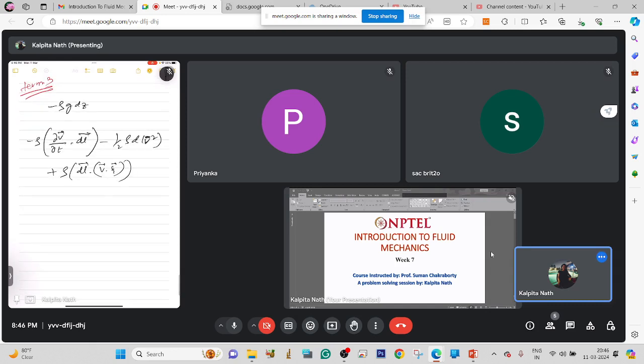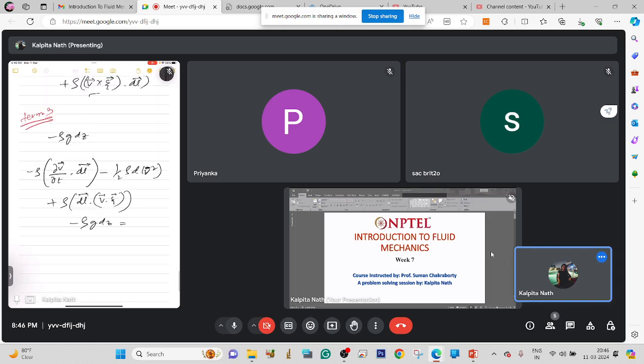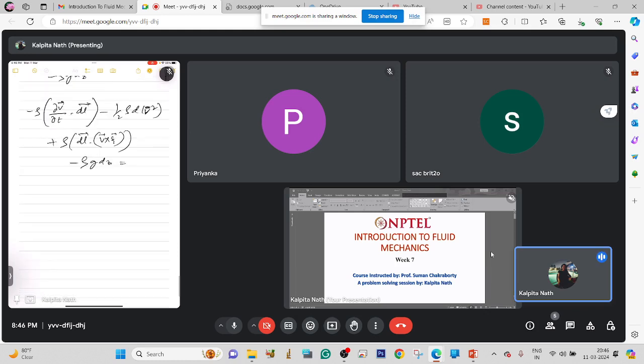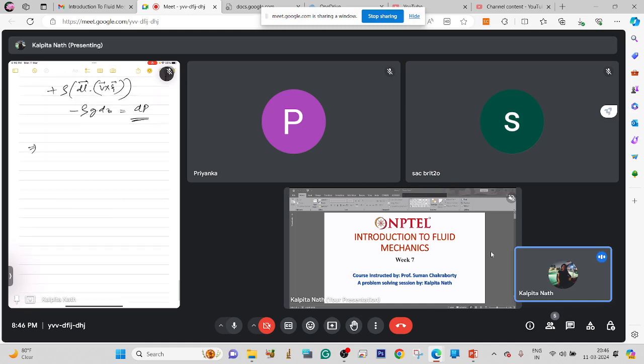So minus density g dz is equal to, sorry, this one is cross, right, cross. So this will be dp, the pressure differential. So this is dp plus half rho dv square plus rho g dz plus rho del v vector del t dot dl vector, minus density into dl vector dot v vector cross zeta vector is equal to 0.